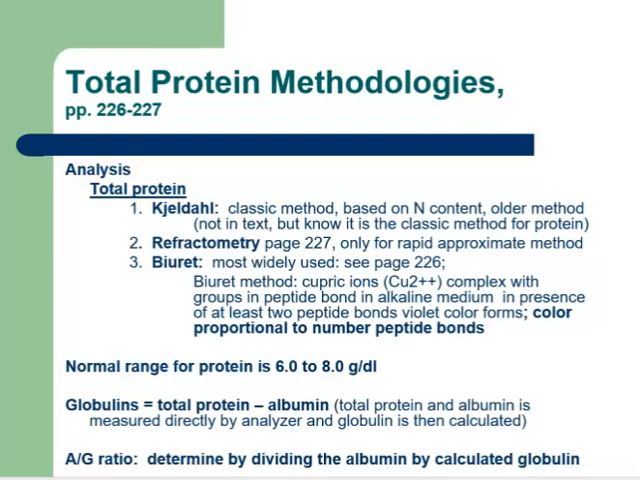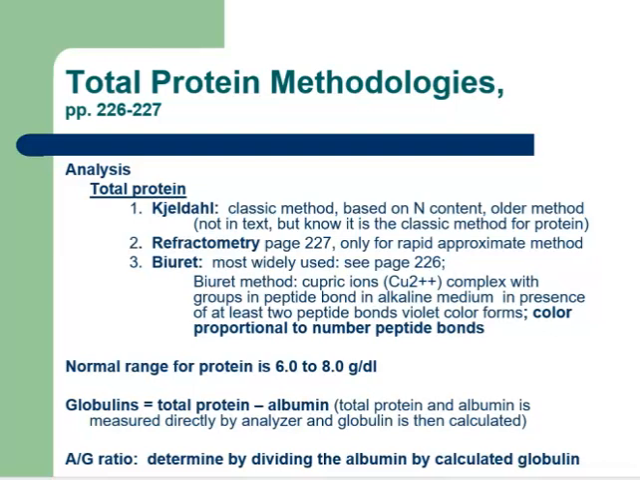There are 3 different ways to do analysis for total proteins. There's the Kjeldahl method, which is the classic method, and it's based on nitrogen content. This is an older method. It's not used as often. There's the refractometer method, and it's only used when you want a rapid approximation. And then finally, there's the Biuret method, which is the most widely used method, and the color change is proportional to the peptide bonds that are available.